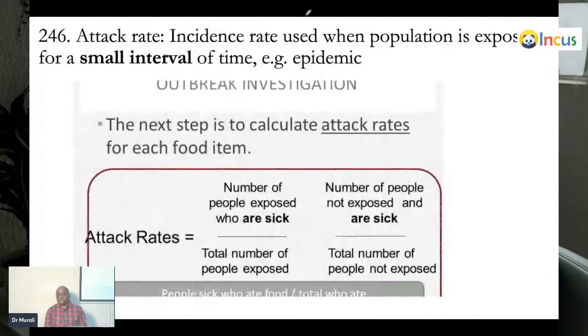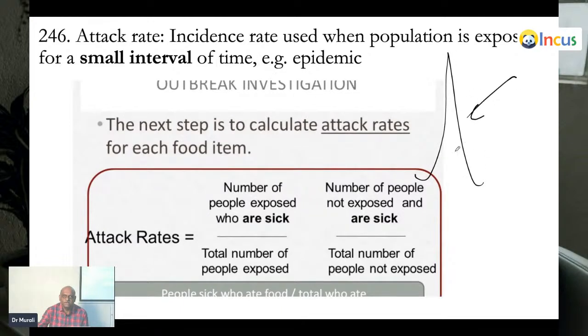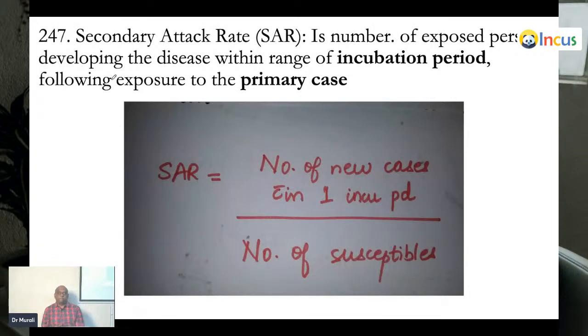Now, what is attack rate? Incidence, if you are calculating in a very short period of time, like for example, a COVID attack, it's a very short period of time if it happened, or a flu attack. So whenever there is an epidemic going on, sometimes there is a sudden increase, right? That time you need to calculate new cases happening in a small interval of time. That is called attack rate, is what you have to basically remember.